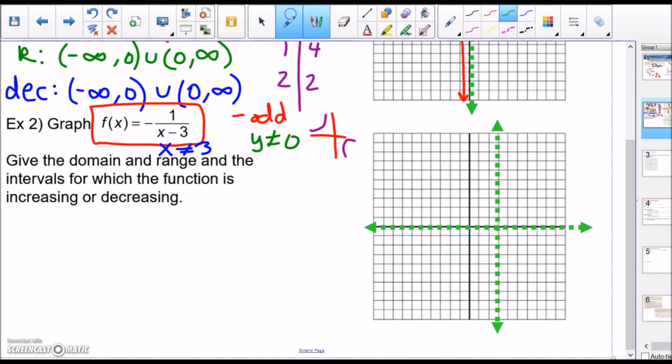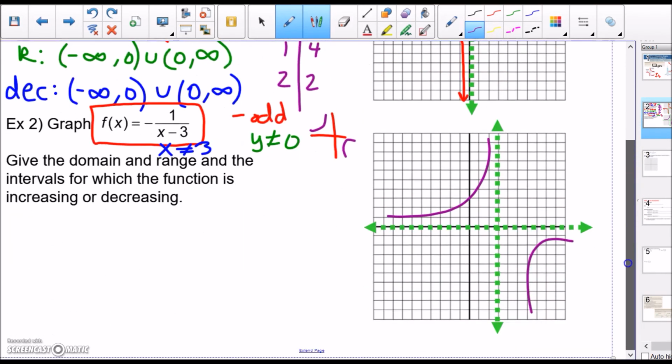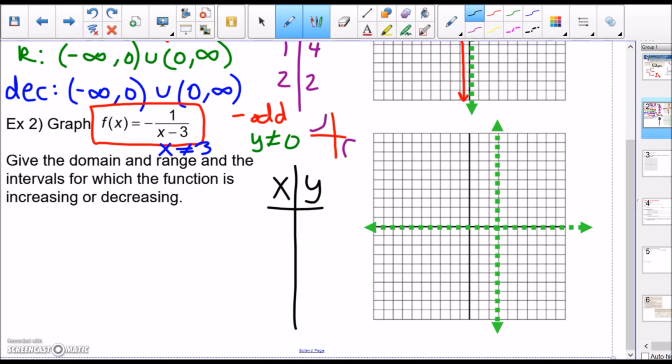So we already kind of know what it looks like. It's going to kind of look like that. It's a negative odd as opposed to the last one, which was a positive odd. But we better be more specific, so that means let's make a table. I'm plugging numbers into this function. That's a little bit harder to do than the last time, but we can do it.